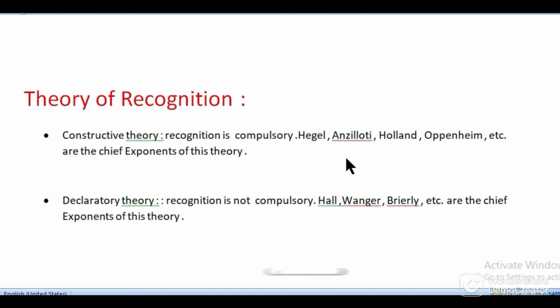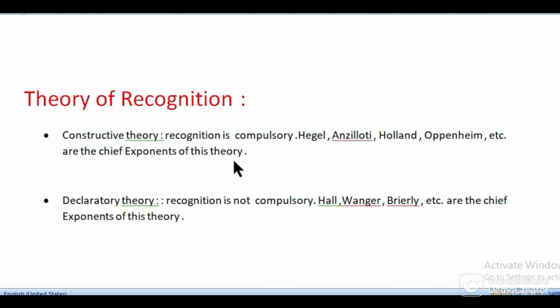Under this theory, recognition is not compulsory. To exist as a state, recognition is not a compulsory element. According to Article 1 of the Montevideo Convention of 1933, four elements are compulsory for a state: a permanent population, a definite territory, a government, and sovereignty. When a state acquires these four elements, it is enough to be a state.